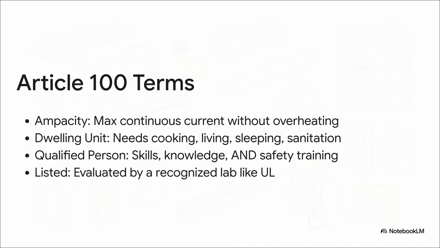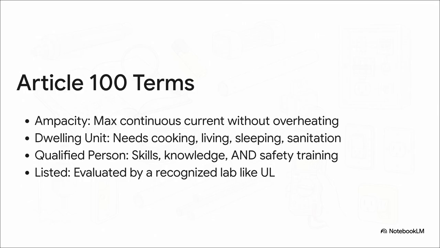Let's do a quick rapid fire on a few other critical Article 100 terms to really anchor these concepts before we start installing physical gear. Ampacity is simply the absolute maximum current a conductor can carry continuously under its conditions of use, without overheating. A dwelling unit? Well, it isn't just a room. The code specifically says it must have permanent provisions for cooking, living, sanitary, and sleeping. Honestly, if it's missing a kitchen, it's not a dwelling unit.